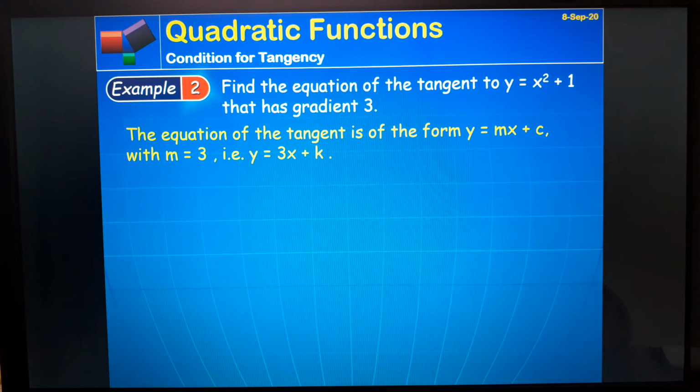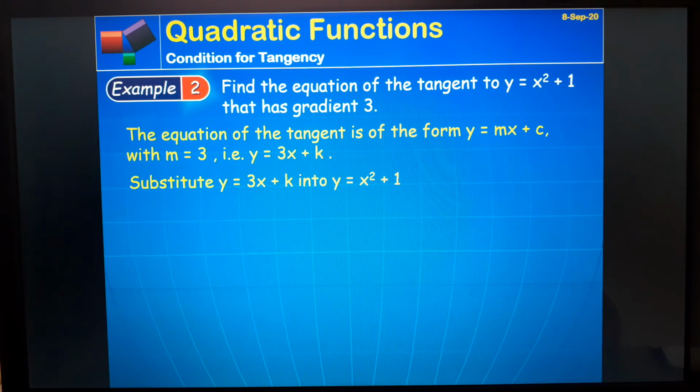Now we know that the equation of a tangent is an equation of a line, and an equation of a line is y equals mx plus c. We know that the gradient is 3, so we can put that 3 in front of the x, but we don't know what that constant is on the end. So we'll call it k, just for the purpose of not getting mixed up with the letter c that we're going to be using from the discriminant. So we're going to have a general equation of the tangent, which is y equals 3x plus something. And all we need to find is what that something is on the end, and that's us got our equation.